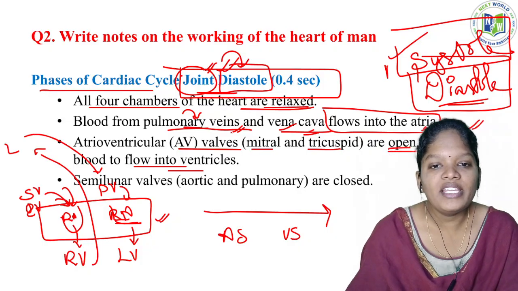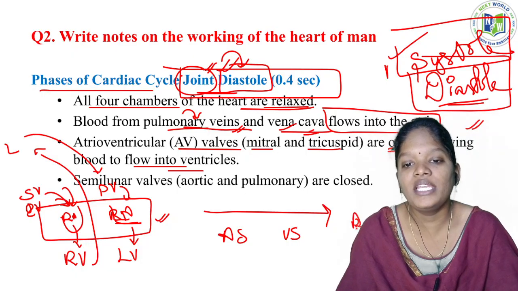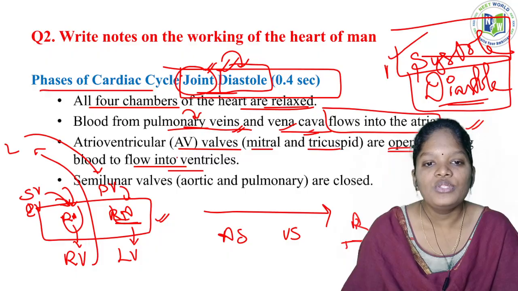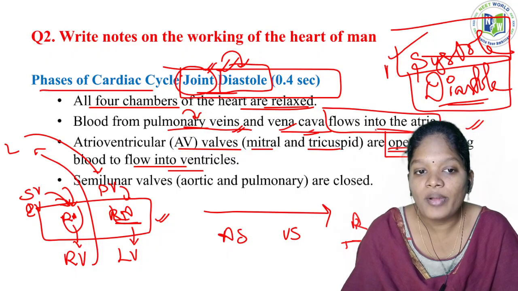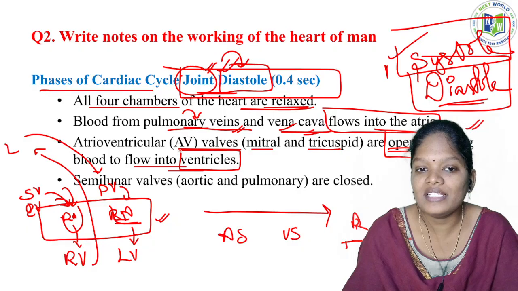The atrioventricular valves means what? We have studied that the atrium and the ventricles are separated with the help of the valves, the tricuspid and the bicuspid valve. So the atrioventricular valves here open, allowing the blood to flow into the ventricles.